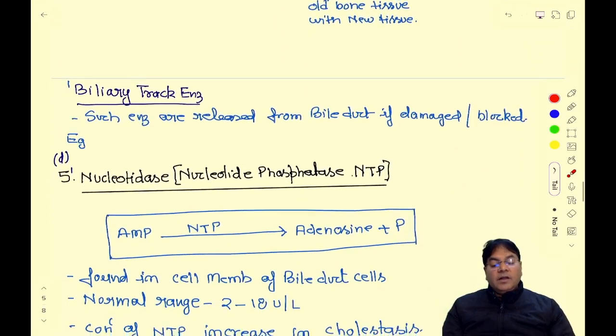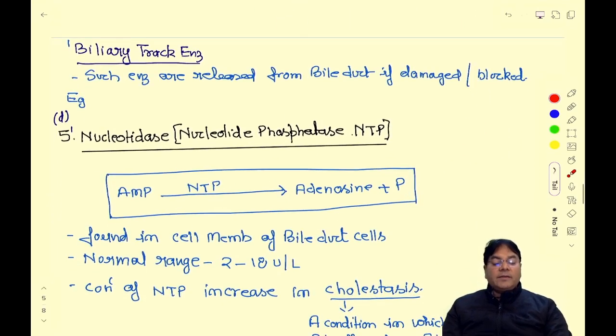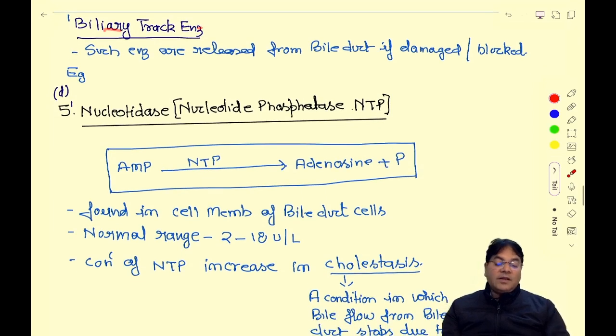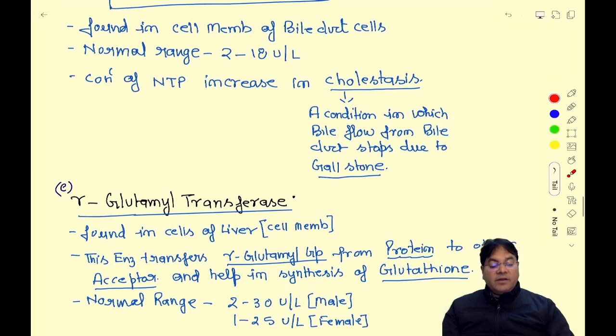Okay, all right. Then we have got biliary tract enzymes. There are certain enzymes which are released not by the cells of the liver but by the bile duct, that is biliary tract enzymes. There are two important enzymes in this category. One of the enzymes is 5-nucleotidase. It is also called nucleotide phosphatase or NTP, and the second one is gamma glutamyl transferase, GGT.